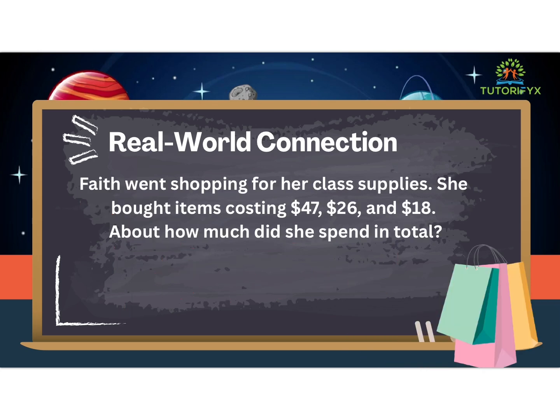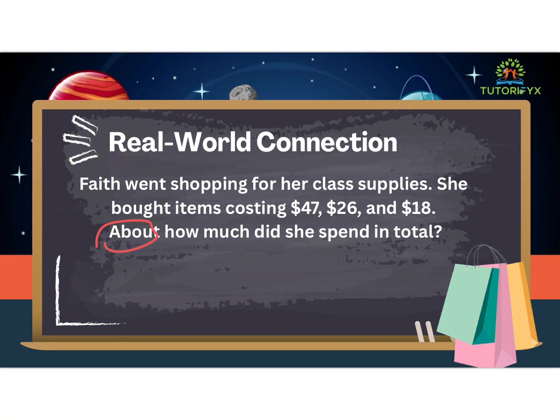Last one, finish strong. Faith went shopping for her class supplies. She bought items costing $47, $26, and $18. About how much did she spend in total? What key word told me to round? Good job, the word about. So this is a 2-step problem, I think. What do you think? Definitely.